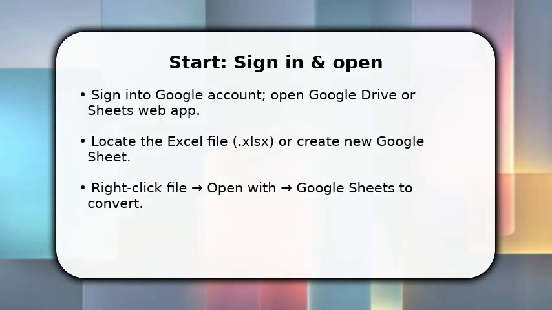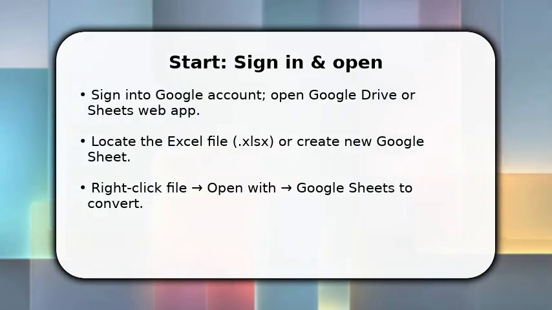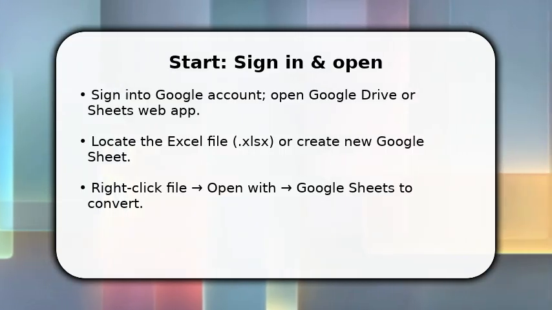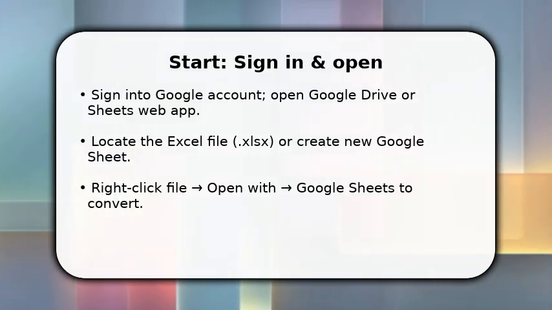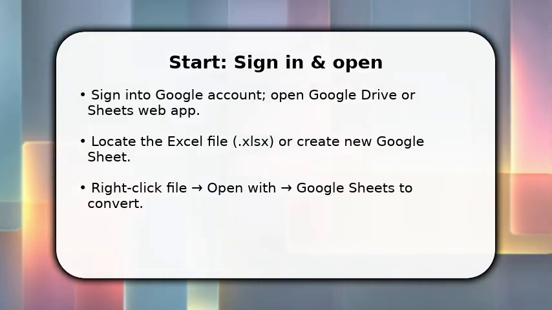You start by signing into your Google account and opening Drive or the Sheets app. Once signed in, find the Excel file or create a new blank sheet. Make sure to right-click the XLSX and choose Open with Google Sheets so Google converts it. This preserves most formulas and layout.